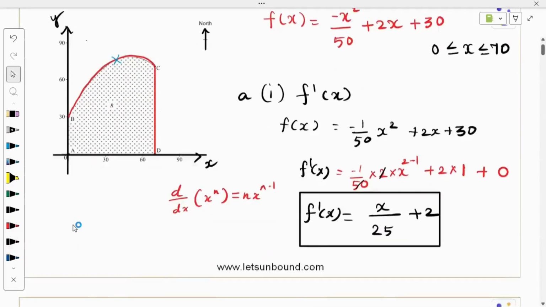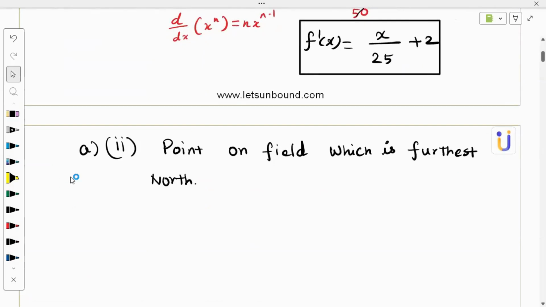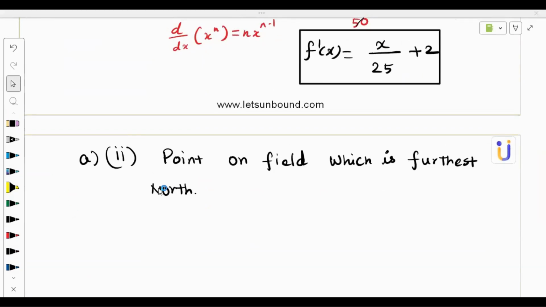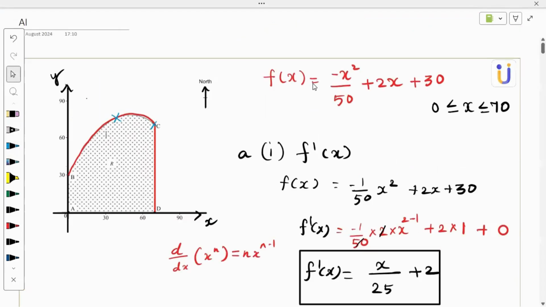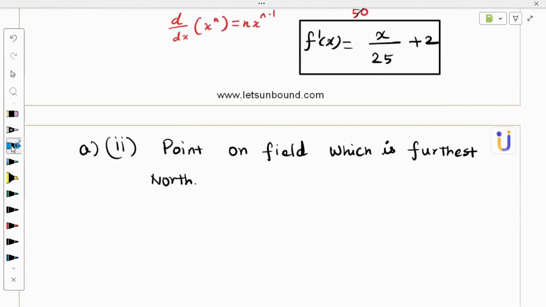That's simple. Now, moving forward, we have to find a point on the field which is the furthest north. So what they mean: this is the field, this is the north direction. The point farthest north is where this curve has a maximum. That maximum point is not C, we can clearly see that. So we need to find the maximum of this curve, and that curve is modeled by f of x. But here we can't directly go with graphing f of x and finding the maximum. They have clearly mentioned to find f dash of x, hence find the maximum algebraically.